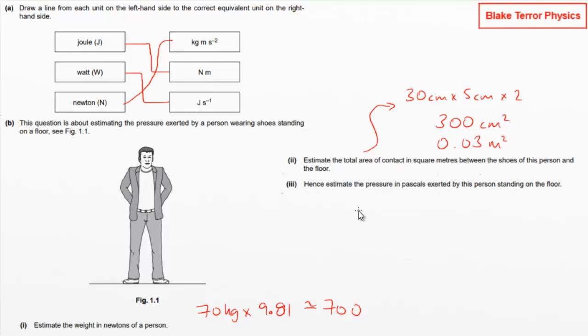Hence, estimate the pressure in pascals. So that is the force divided by the area. We've got 700 divided by 0.03, which equals 23 kilopascals, thereabouts. So it's just seeing if you can make some sensible guesses on the size and mass and weight and such like of a person, and then going through some basic calculations.